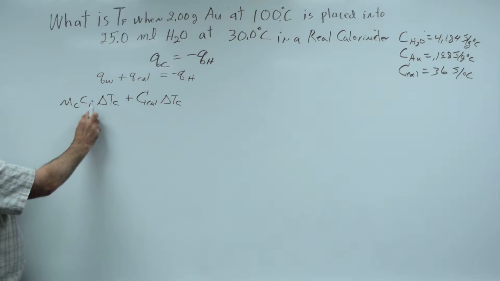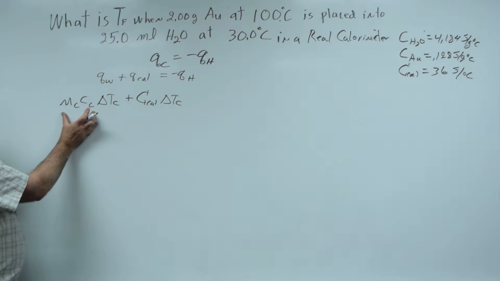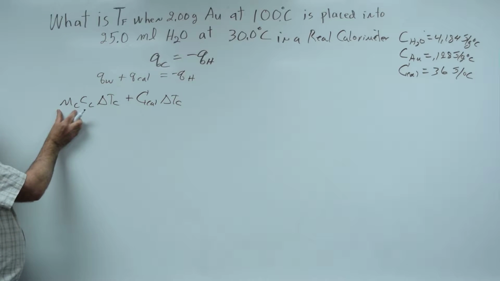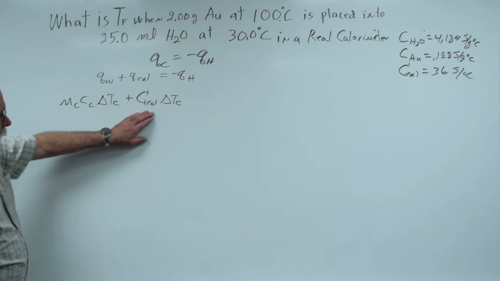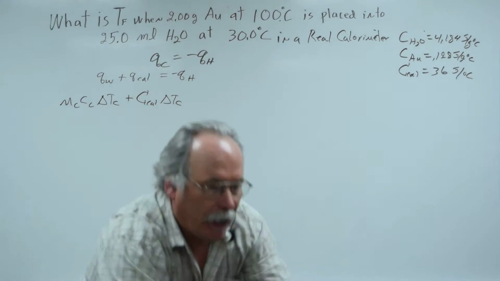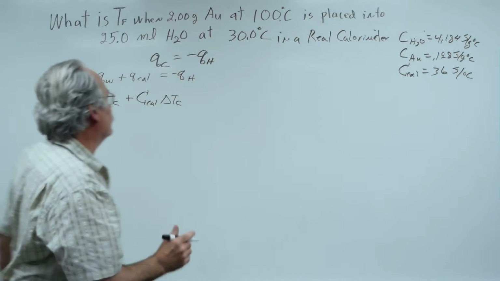Specific heat capacitance is like an intensive property. It's a property of the water. And when I multiply it by the mass, I have the capacitance of 25 grams. If I'd had 50 grams, I would have had twice the capacitance of 25. Whereas here, I'm talking about an object, okay? And we had to measure this capacitance in a separate experiment.